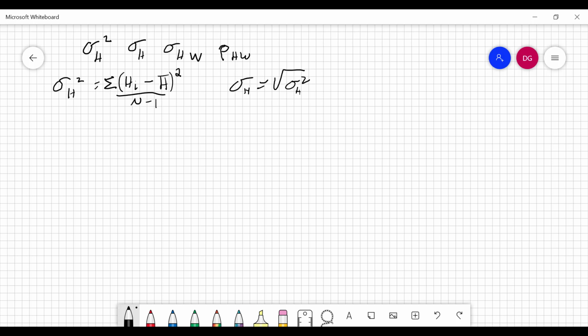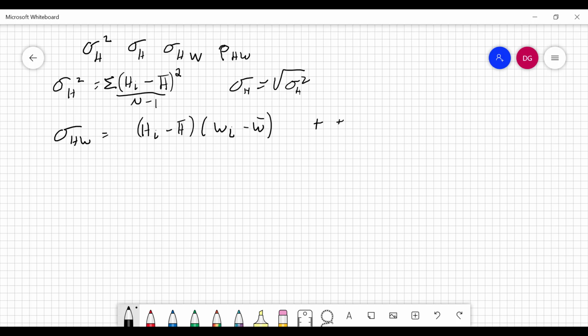Okay, next I want to look at the covariance, and I want to look at the covariance of height and weight. And so now for each person I'm going to take their height minus the average height, and now I have another set of data. For each person I not only have their height, but I also have their weight. And now I can take the first person's height minus the average height and the first person's weight minus the average weight. Now if the first person is taller than average, I'm going to get a positive number, and if the first person is also heavier than average, I'm going to get a positive number.